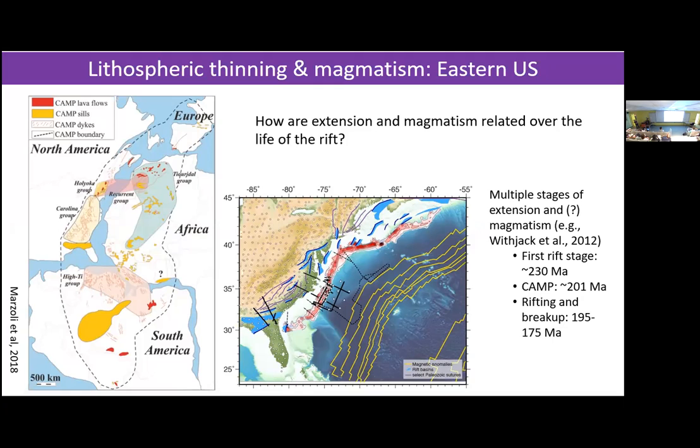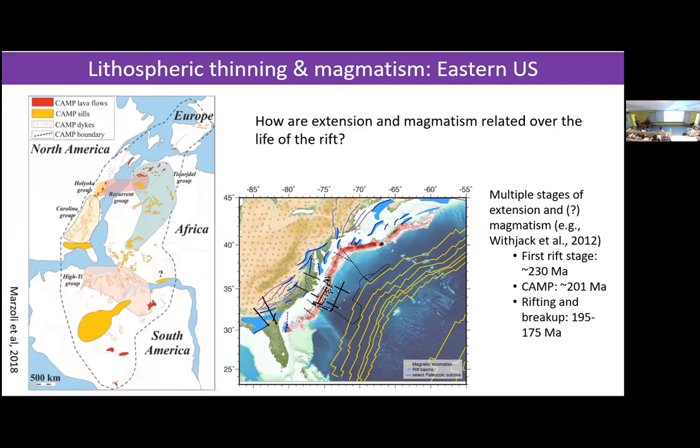Back in the day, we had Pangea or close to it, and the Eastern North American margin formed as we rifted that, but it occurred in stages. And so in this lower panel, these blue areas are showing rift basins along the margin, and they kind of record an early stage of extension.